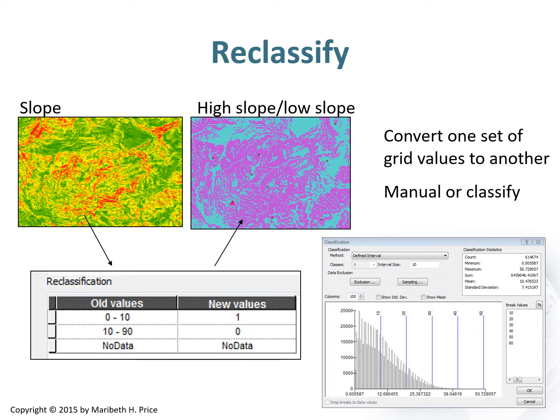So reclassify. Here's a good example. You got slope and it's classified in percent, but for your purposes, you just need to know if it's a high slope or a low slope because you're only going to make two classes. One's going to be good, one's going to be not good.